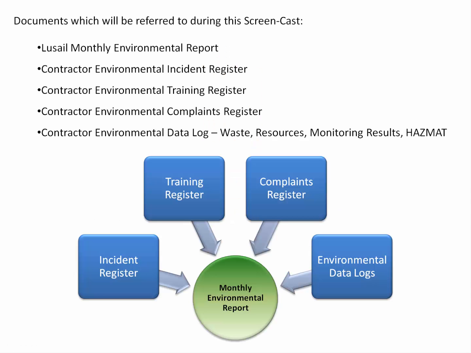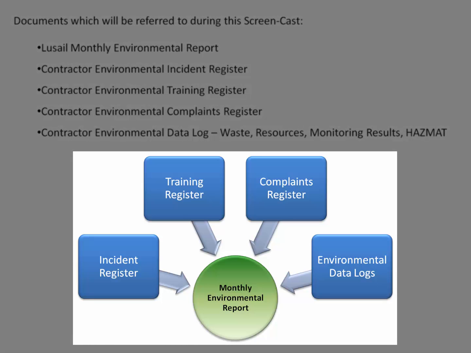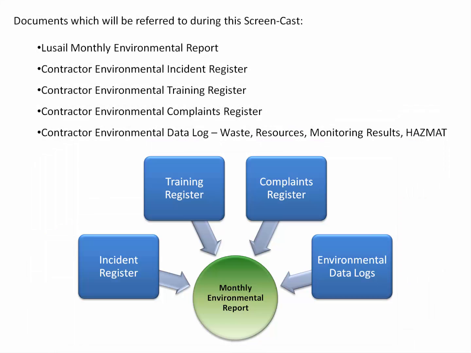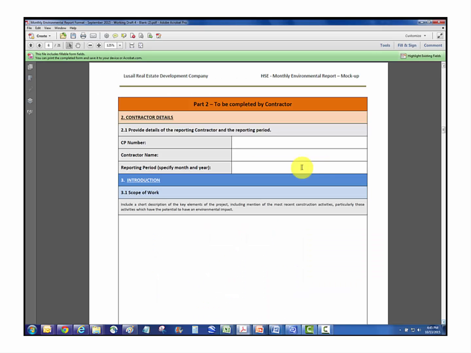During this training movie, not only will we be looking at the monthly environmental report, but we'll also be making reference to a number of other documents. They include the Environmental Incident Register, the Environmental Training Register, the Environmental Complaints Register, and the Environmental Data Log, which includes all of the information you need in relation to waste generation, resource consumption, monitoring results for dewatering and noise monitoring, and hazmat data.